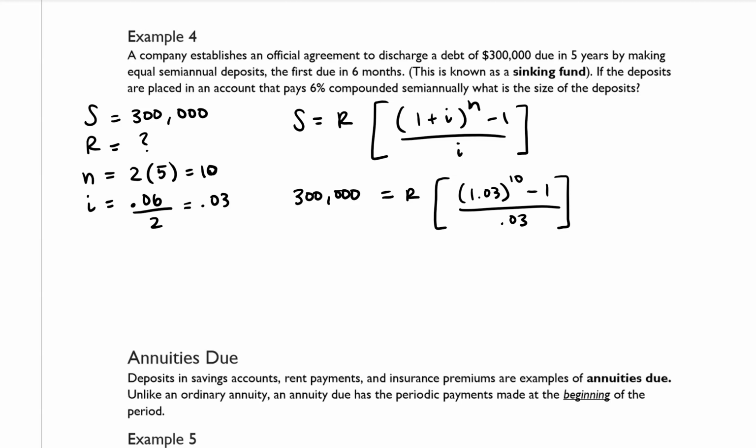So if I don't do any simplification and I just divide from here, we would get that R is equal to 300,000 divided by that big, ugly, hot mess.